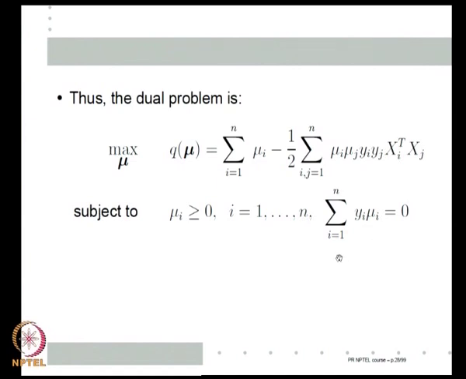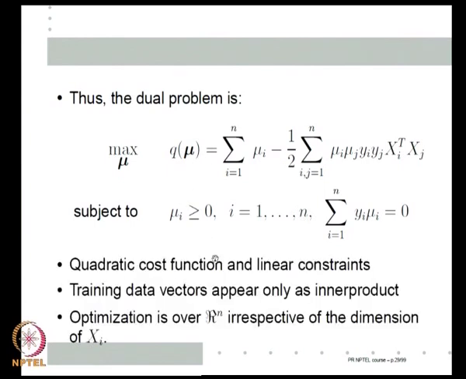This is also a constrained optimization problem. The optimization variables are mu. The cost function is this, because my variables are mu. This term is linear in mu, and this term is quadratic in mu, so this is a quadratic function. Constraints are linear: mu_i greater than or equal to 0, and summation of mu_i y_i is equal to 0. So, this is once again a constrained optimization problem with a quadratic cost function and linear constraints.